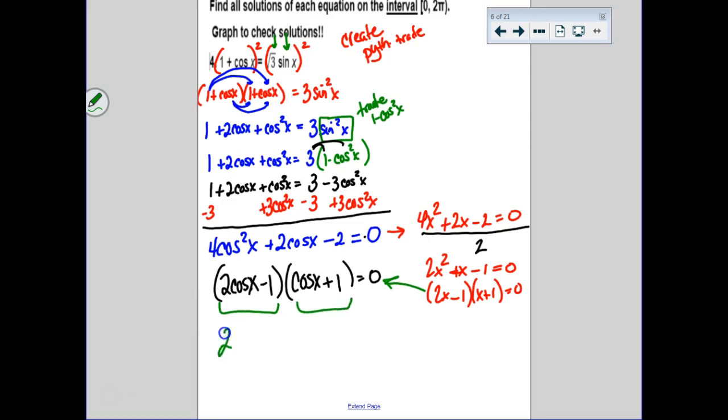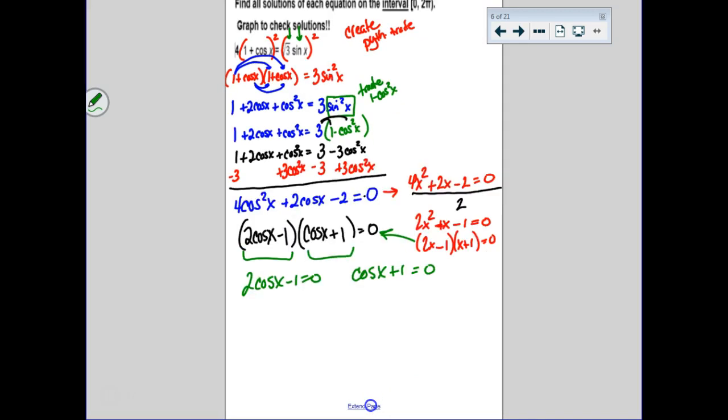Alright, so we have 2 cosine x minus 1 equals 0. Gotta solve that. And then cosine plus 1 equals 0. Gotta solve that. 4,000 pages later, we'll almost get our answer, and then you're going to get to see something fun happen at the end too. Alright, so here you have cosine. If you added 1 and divided by 2, they want to know where cosine is equal to 1/2. And then this one is cosine equal to negative 1.